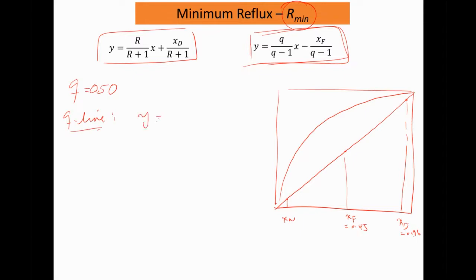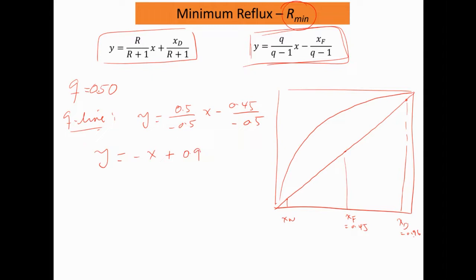It's going to be y equals 0.5 over minus 0.5, x_F is basically 0.45 over minus 0.5. So you're going to have something like minus x plus, I don't know, 45 over 2. That means this 2 multiplied by 45, that's going to be 0.9. So this is your equation.